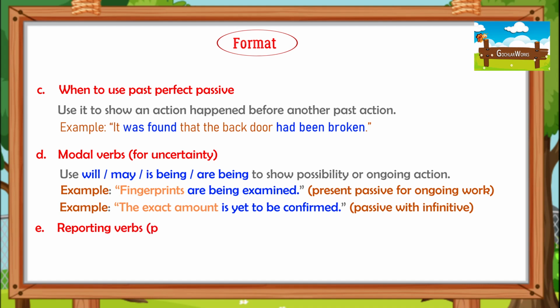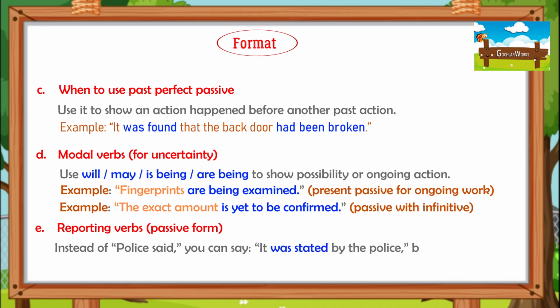Reporting verbs, passive form. Instead of police said, you can say it was stated by the police, but keep it simple: according to the police, which is still objective.